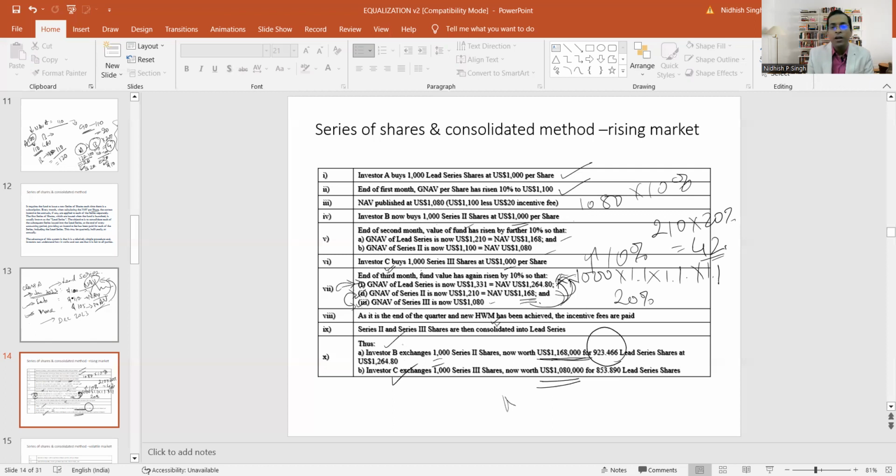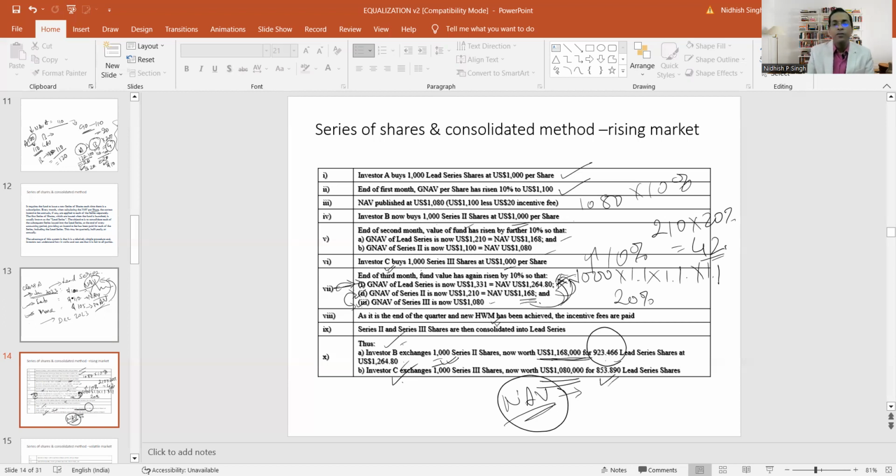Because essentially, the NAV value for C and B will remain the same, even if it is rolling into the lead series. So we take the NAV so that there is no unfairness and any miscalculation. So we take the NAV of B and C and we issue an equivalent number of lead series shares to B and C. So B and C will be equally happy because ultimately they are getting the same value of NAV. So you see that in exchange for 1000 series 2, they're getting 923 of lead series because lead series is much more expensive and much more valuable.